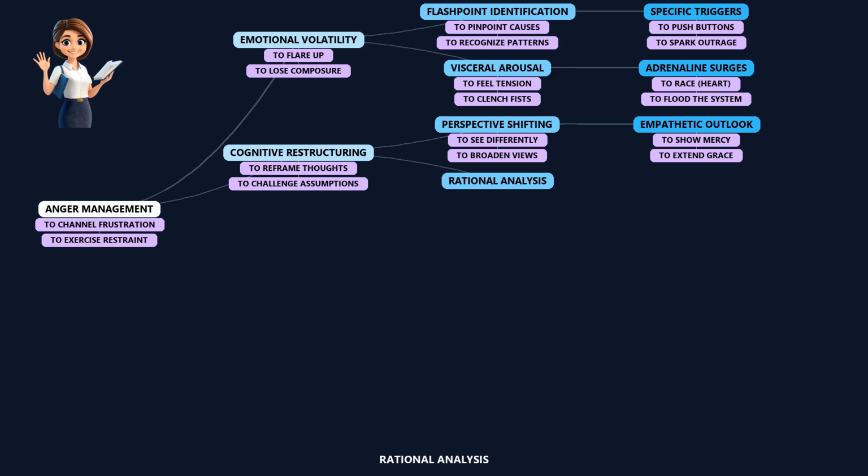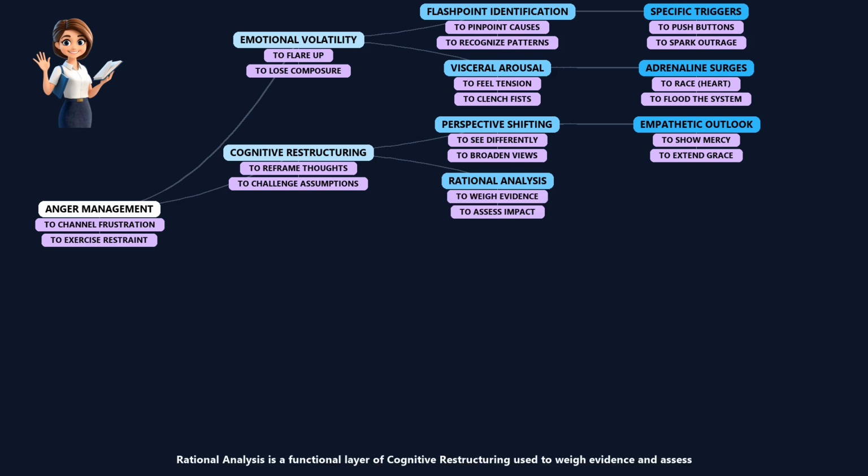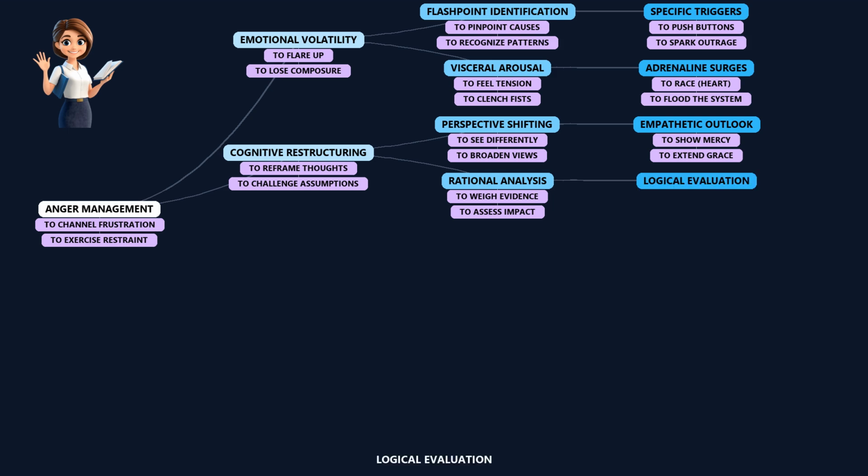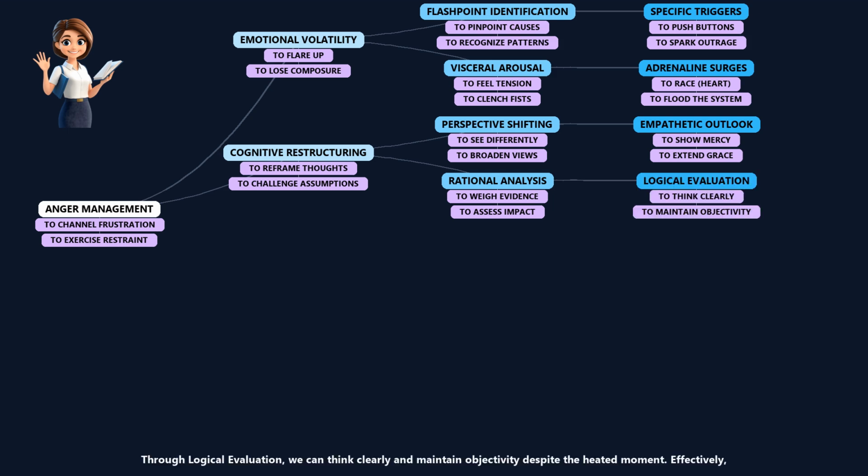Rational analysis. Rational analysis is a functional layer of cognitive restructuring used to weigh evidence and assess impact before reacting. In short, we use our logic to see if being angry is actually going to help or just make things worse. Logical evaluation. Through logical evaluation, we can think clearly and maintain objectivity despite the heated moment. Effectively, we are keeping our cool and not letting our feelings hide the truth of the situation.